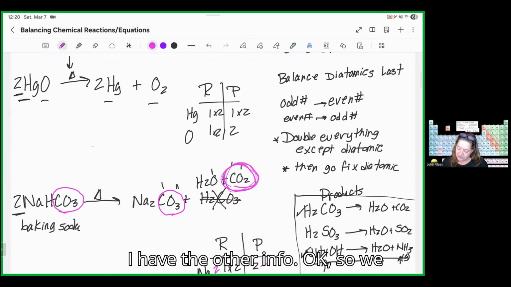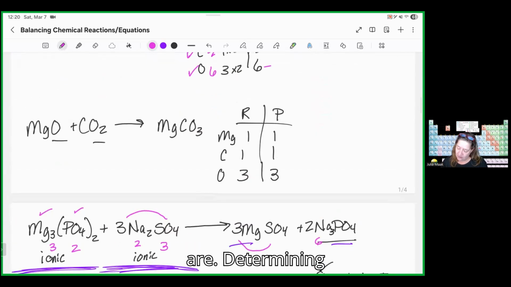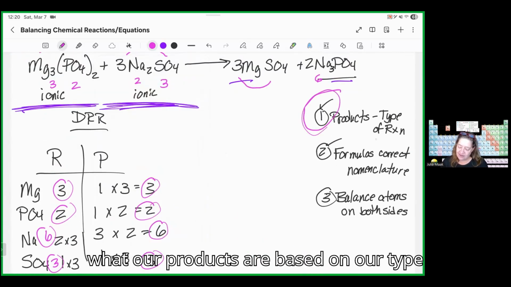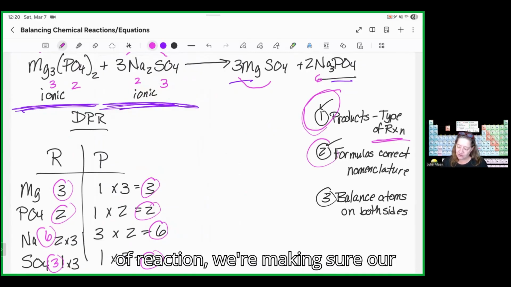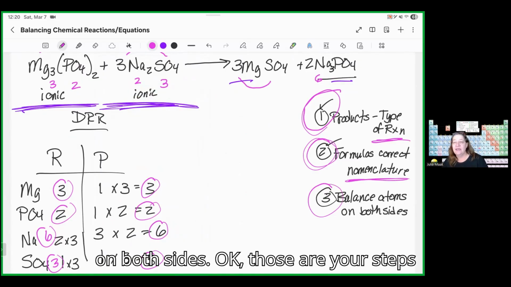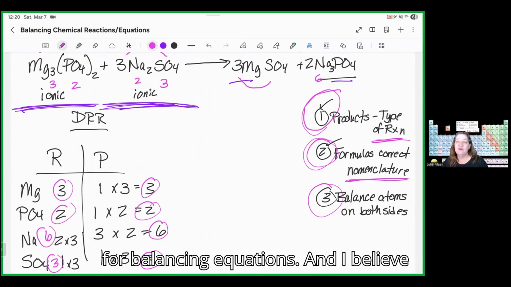Okay, so we are determining what our products are based on our type of reaction. We're making sure our formulas are correct based on our nomenclature. Then we balance the atoms on both sides. Okay, those are your steps for balancing equations.